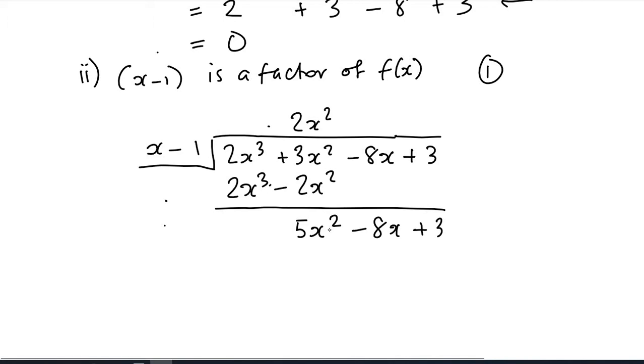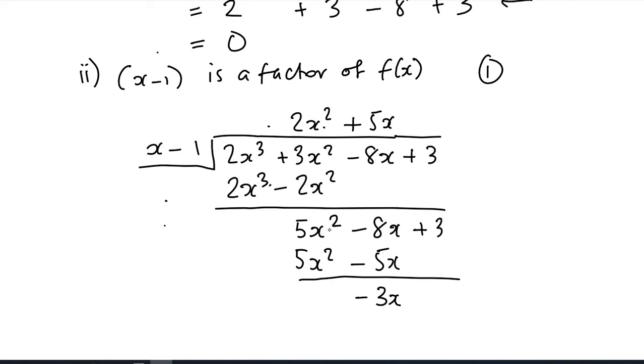Okay, let's just move the page up a little bit. And then we do the same, we repeat that step. So we're going to do 5x squared divided by x, which gives me positive 5x, multiply again, 5x squared, and 5x times minus 1 is minus 5x. Draw my line in, subtract. That's going to be 0, minus 8x, take away minus 5x is going to give me minus 3x, and that's going to come down to give me positive 3, and then we repeat one last time.